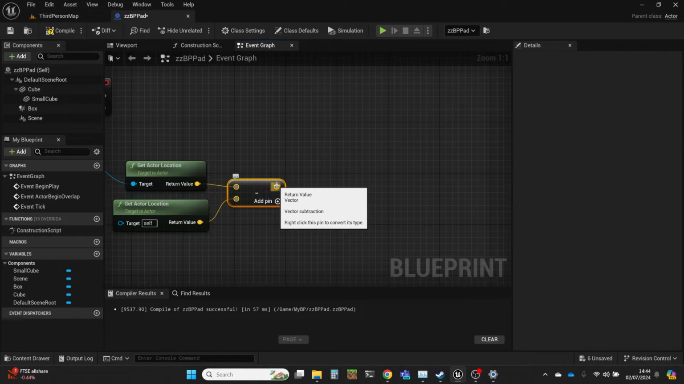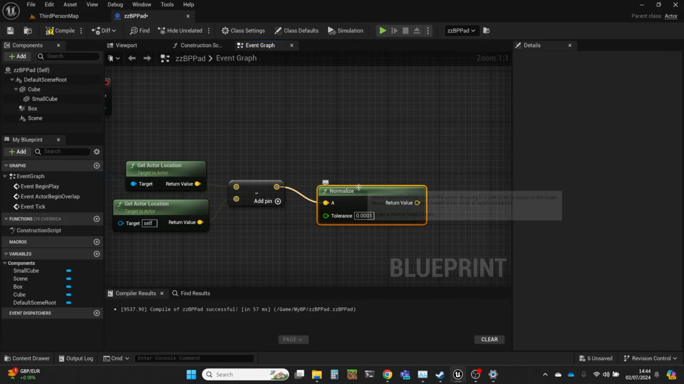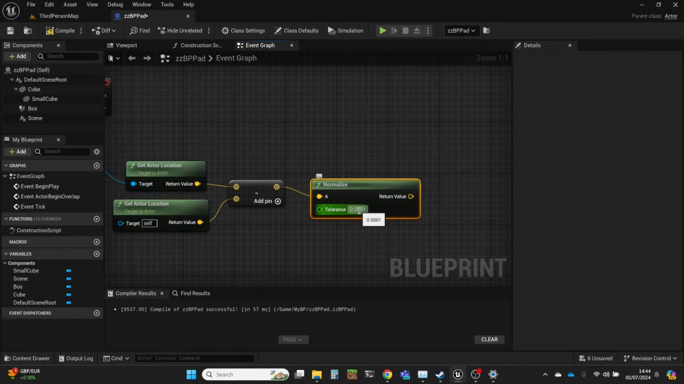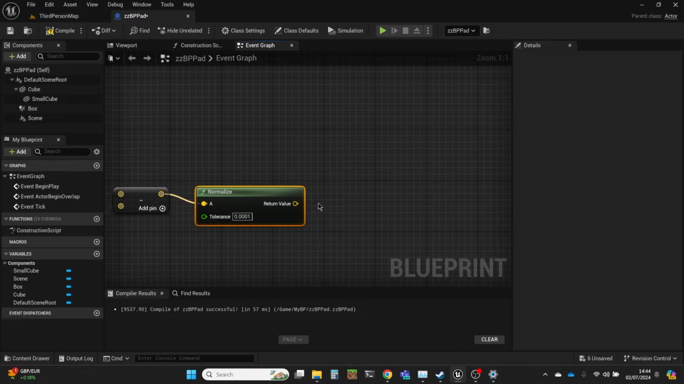Now, as I said, we want to make that a unit length. What we don't want to happen is for this block to have a relative distance to the pad, so that if the player gets closer, it also gets closer to the pad. We want to keep it at a fixed distance. To achieve that, we're going to get the direction of this vector by normalizing it. Normalize gives us a unit length vector. Now, there's a thing here called tolerance. You don't need to worry about that. That is a very small number. It seems to work just fine. That's to do with floating point numbers and dealing with the fact that sometimes you get small errors.